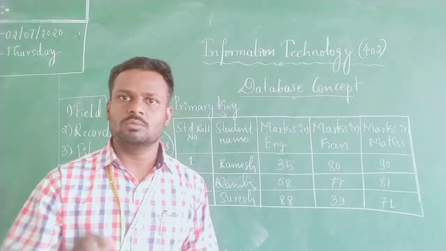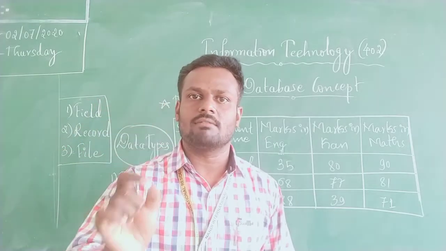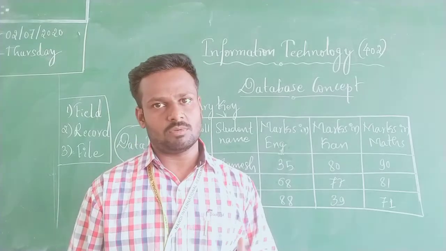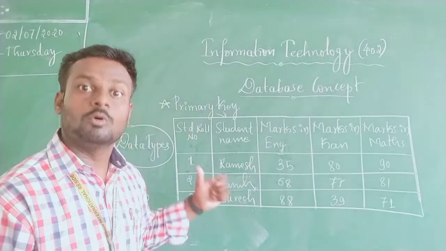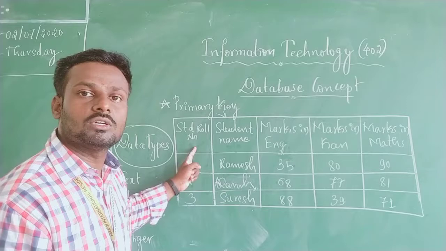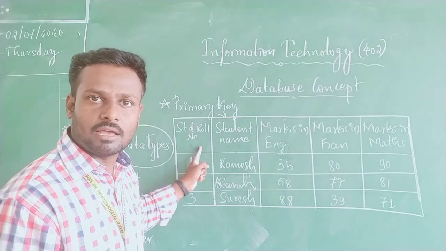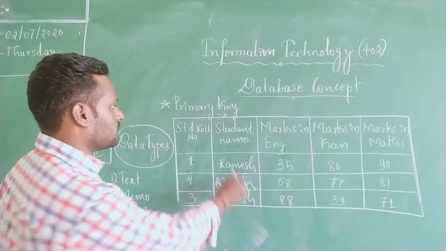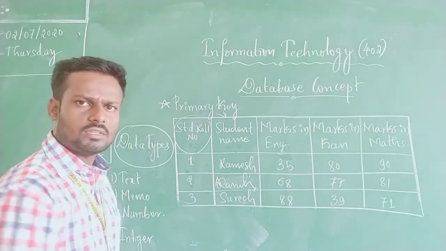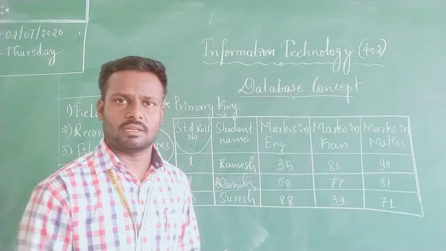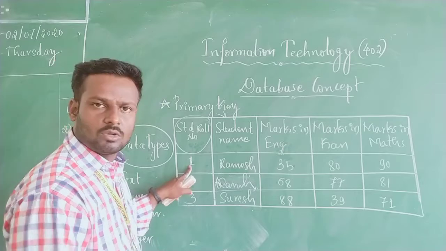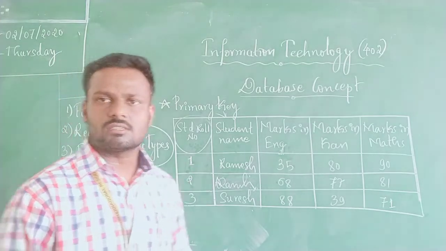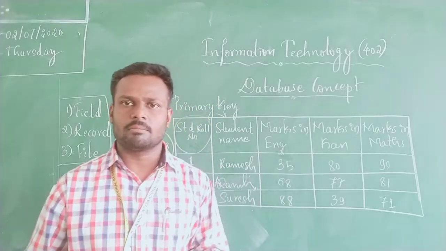So in a classroom, each and every student has a unique roll number. So it means our primary key concept we can apply to the student roll number column. We can apply the primary key concept for the student roll number. If I make student roll number a primary key, then the roll number should be unique, right? So this is what we call the concept of primary key.